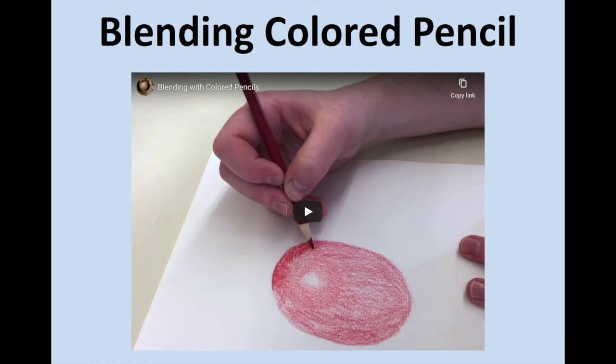And then here is a video of how you can blend colored pencil to create something that's a little bit more realistic. For the value collage, if you wanted to use more than one color to do this more blending effect, then you're more than welcome to do so. Otherwise, if you're wanting to do one color of colored pencil, you're going to be using the same type of technique that was just shown in the last video.